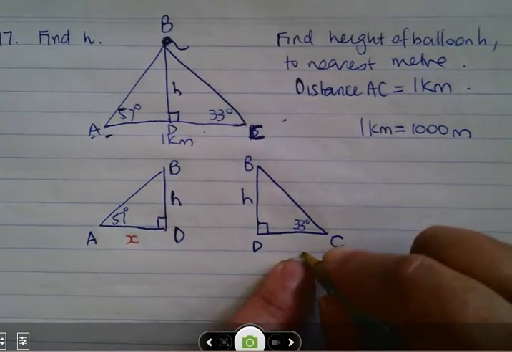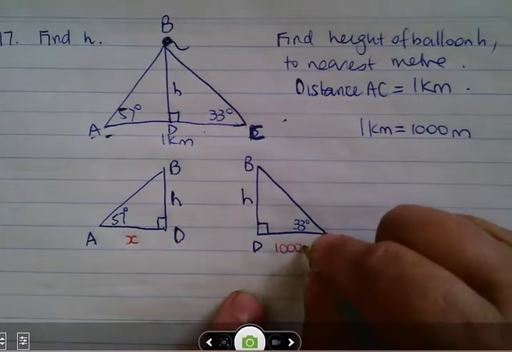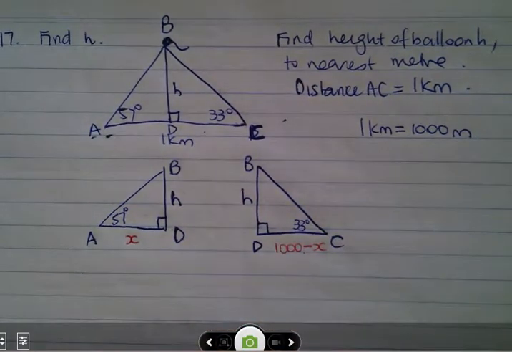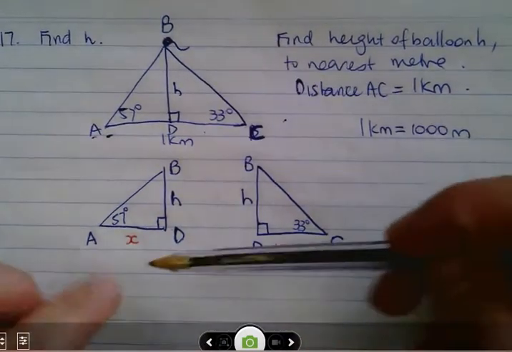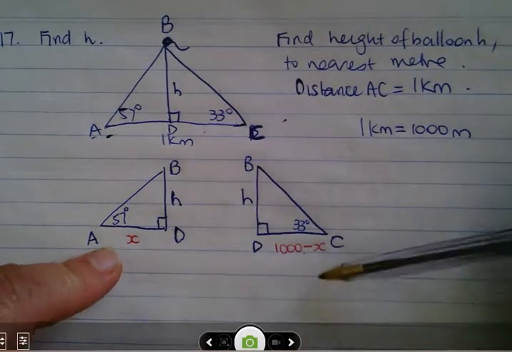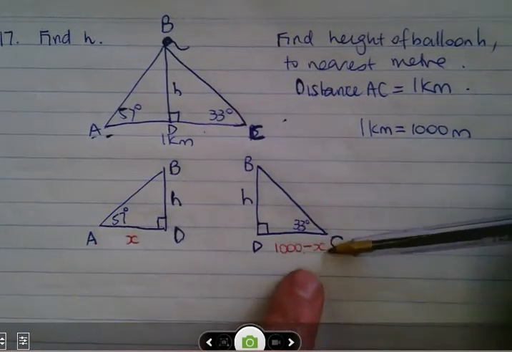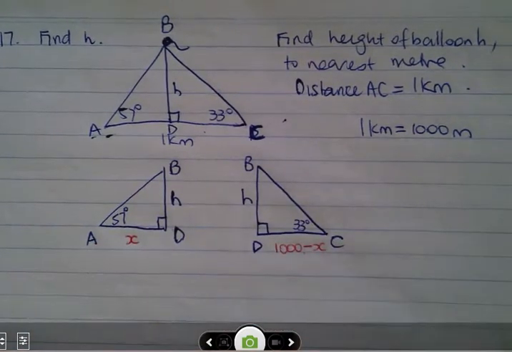How many meters is this? That's right, 1,000 minus whatever that is. You got it? So that's how you say it to yourself. All right, I don't know what that is, but if that was 300, that would be 700. If that's 400, that would be 600. How am I doing this? Whatever this is, 1,000 minus that. Got it? So that's what you do.